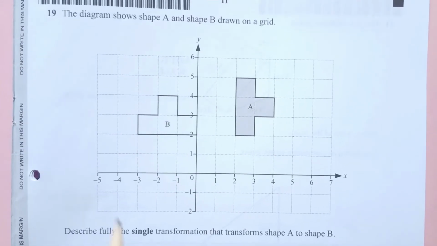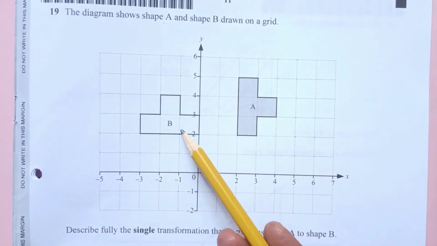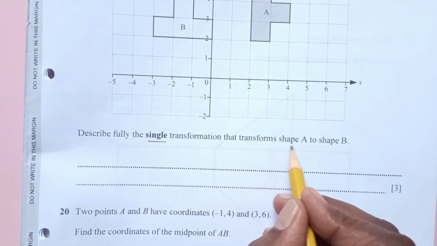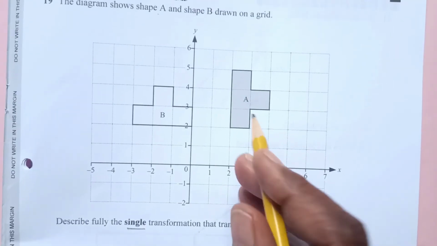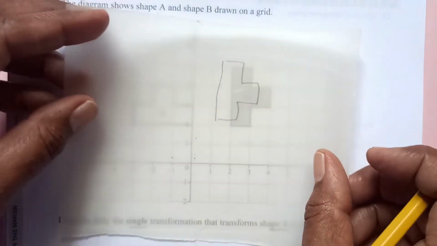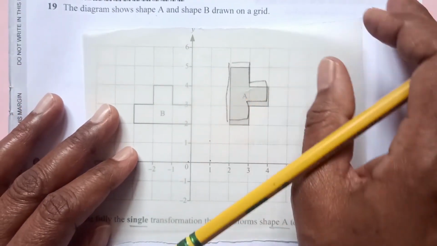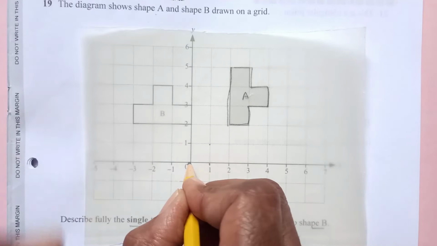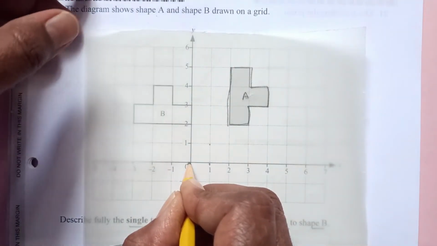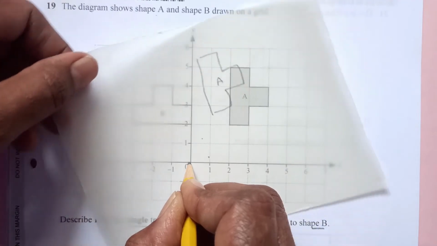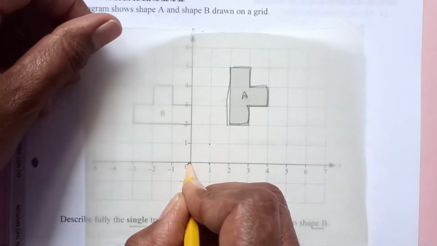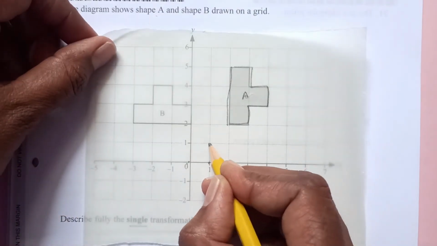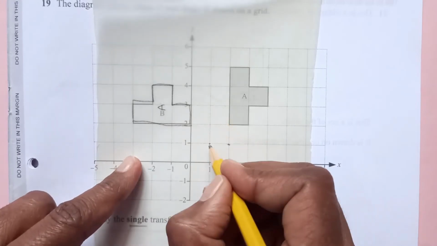Here is another question. The diagram shows shape A and B on the grid. Describe fully the single transformation that transforms shape A to shape B. So we can use tracing paper for that. I have already drawn this shape A here. So let's see. This is a 3 marks question. We will start with the center. You see the shape is on the left hand side, so we have to move anti-clockwise. This is not coming, so if we take the center here, again it's not there. So let me move up here. So you see we have got it exactly. So this is our center.